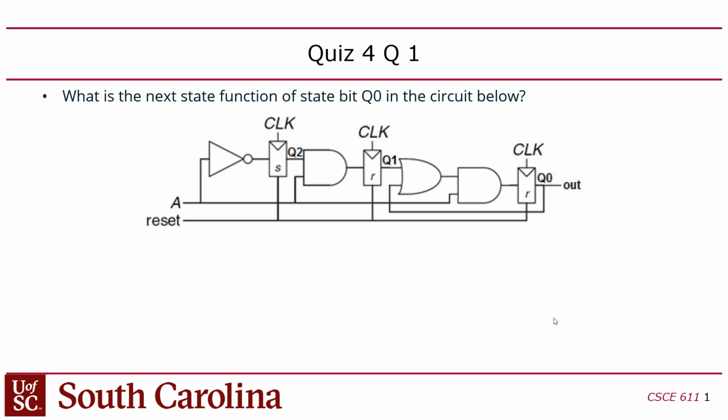So last week we had quiz 4. I'll go over that quickly and then we'll get into the next topic. So first question said, what's the next state function of state bit Q0 in the circuit below? So we've got 3 state bits, Q0, Q1, Q2, each coming out of a flip-flop. So the Q0 state is the current state, coming out of the output of the flip-flop. And the input into the flip-flop would be the next state, right?